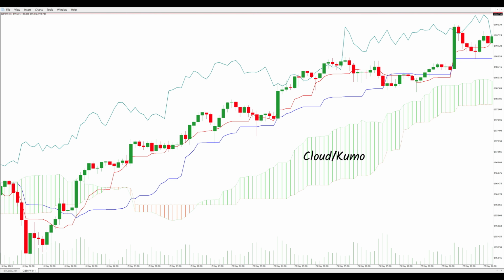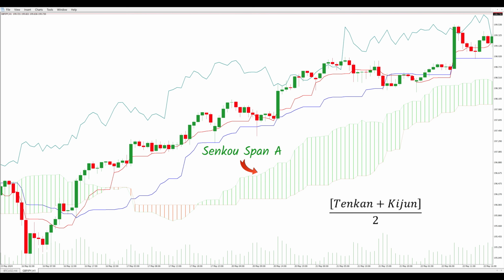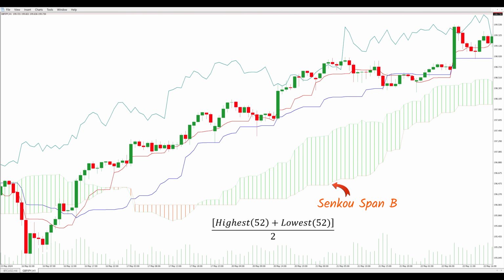This is the shaded area between the Senkou span A and span B, and represents a support and resistance zone for the market. The span A is the midpoint between the Tenkan and the Kijin, plotted 26 periods into the future. The span B is the midpoint of the 52-period high-low range, also plotted 26 periods into the future.